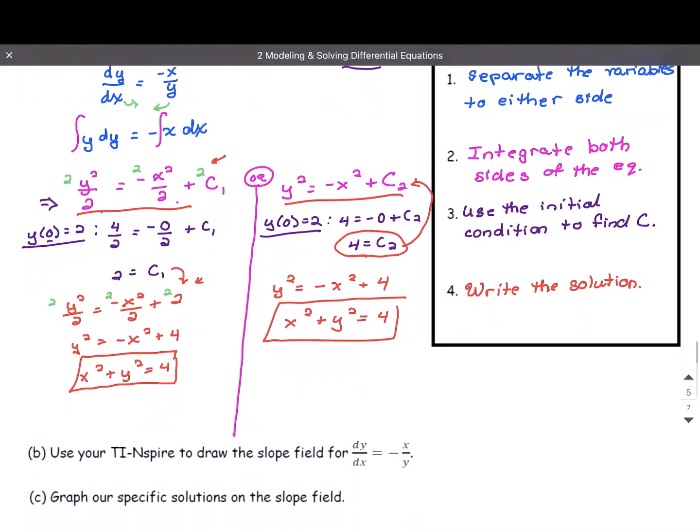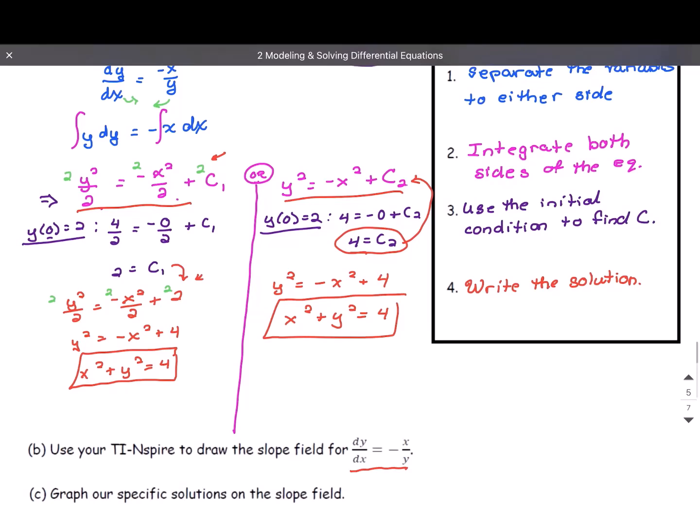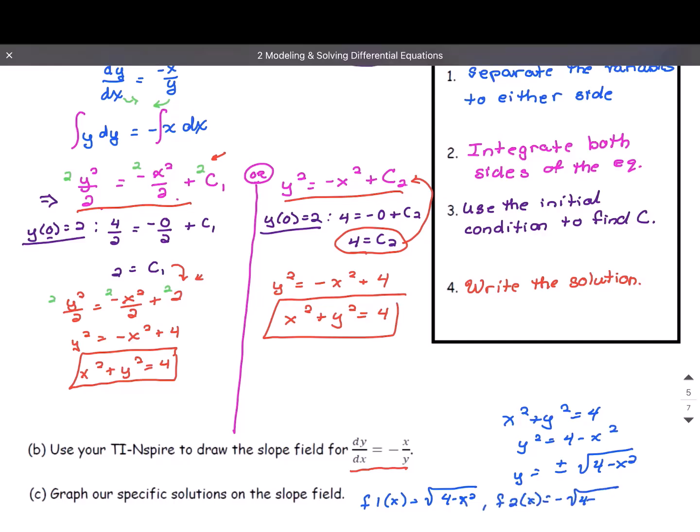Now, I want to take our differential equation and put it in our TI calculator with our slope fields document. Then I want to graph our specific solutions on the slope field. Remember, if we have x squared plus y squared equals 4, that's y squared equals 4 minus x squared, or y equals plus or minus the square root of 4 minus x squared. So in the calculator, we need f1 of x is the positive square root of 4 minus x squared, and f2 of x is the negative square root of 4 minus x squared. We're going to take a look at that on the slope field.